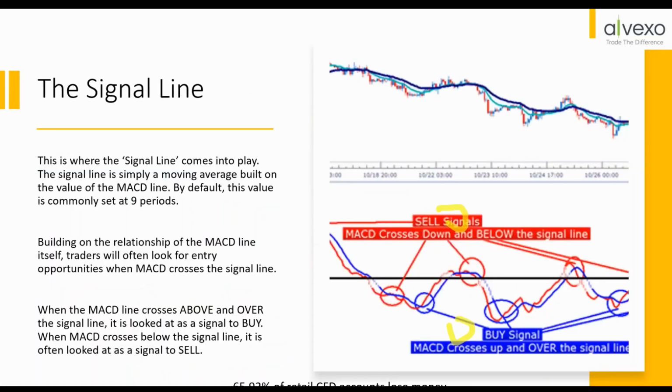So this is where the signal line or the trigger line comes into play. The signal line is simply a moving average built on the value of the MACD line. By default, this is commonly set at 9 periods. Building on a relationship with the MACD line itself, traders will often look for an entry opportunity when the MACD line crosses the signal line. When the MACD line crosses above or over the signal line, it is looked at as a buy signal or buy alert or a transaction signal. It is not telling you to buy or sell now. It's telling you, hey, look at me for a buy or sell potential.